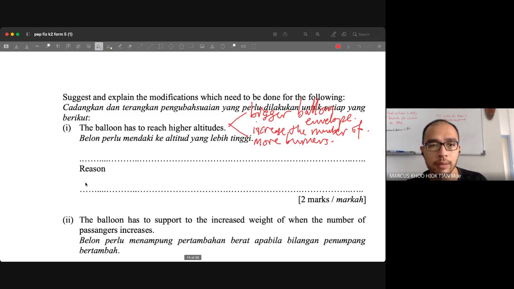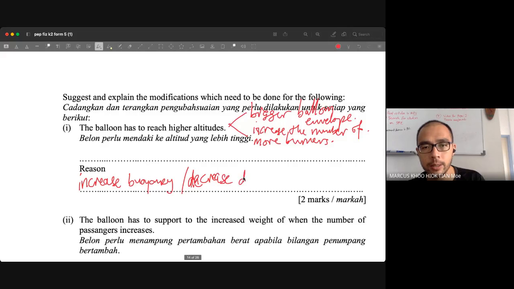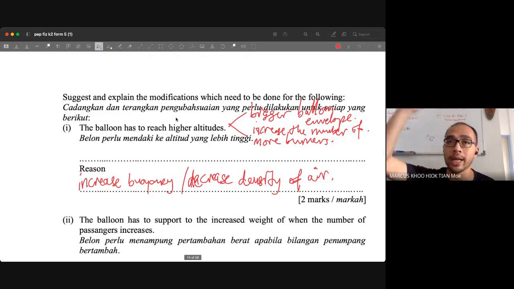Then the reason will be, you can say to increase buoyancy or to decrease the density of air. Because that's the only way the balloon can go higher. Either dia punya daya apungan, either dia punya buoyancy increase or you reduce the density of the air in the balloon. So it will go up.